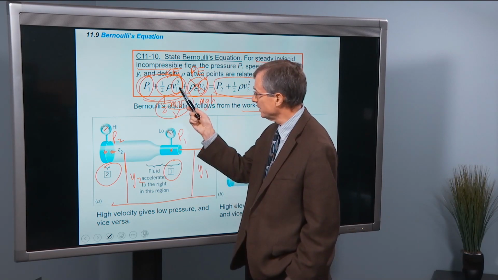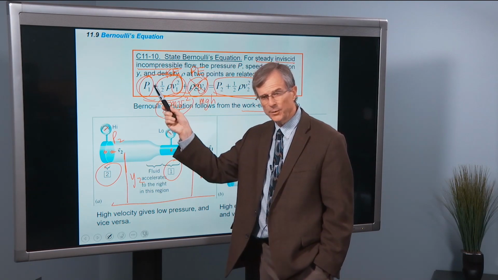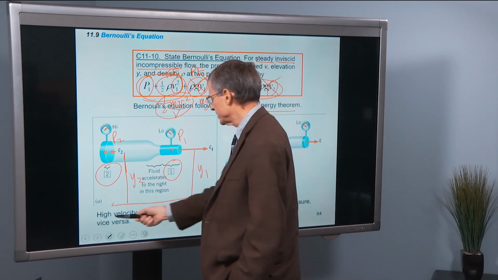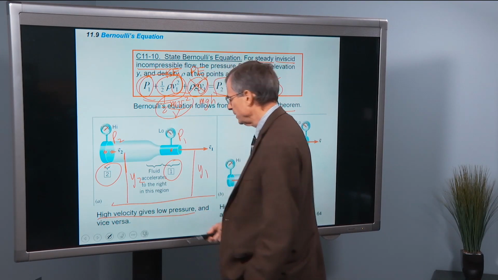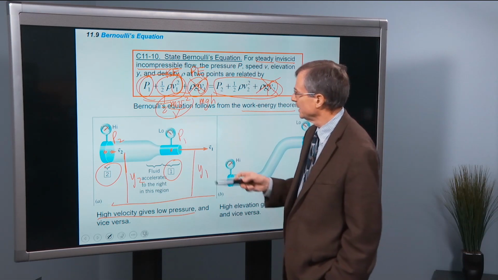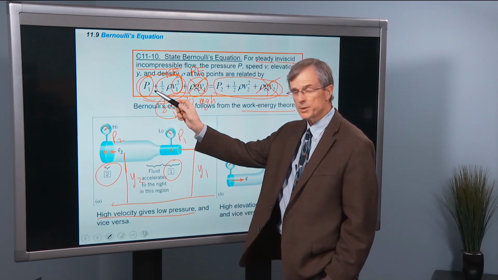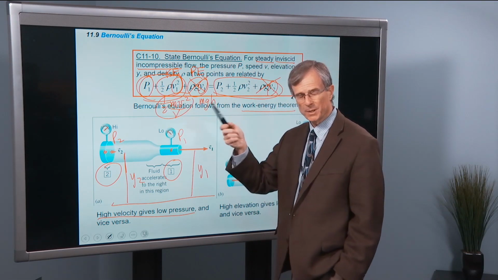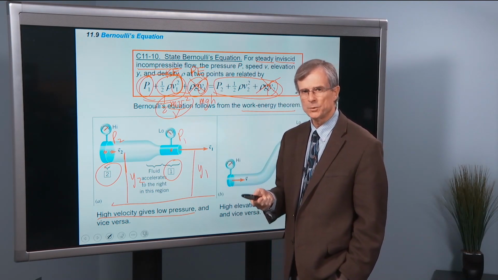So increasing the velocity means decreased pressure. And that's what we've said here. A high velocity means low pressure. And vice versa. A low velocity means high pressure because you have to add up these two terms and always get the same thing out of those two terms.